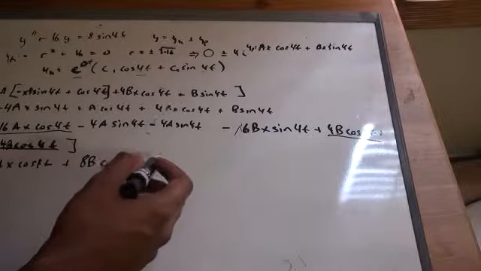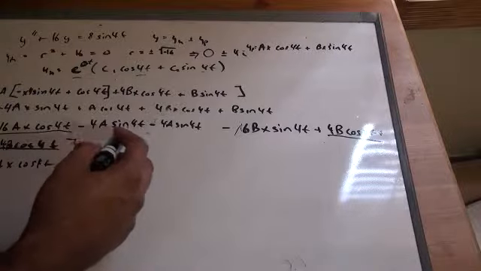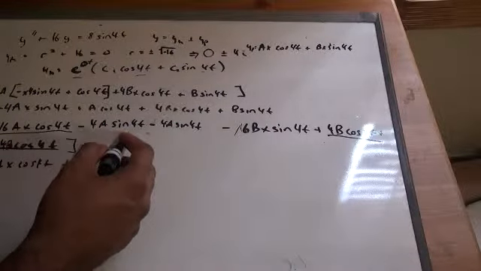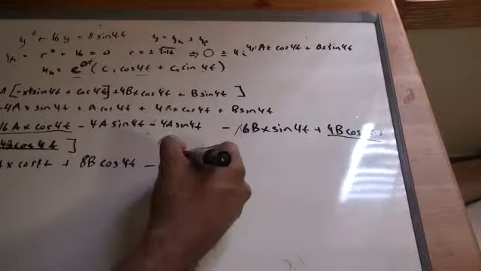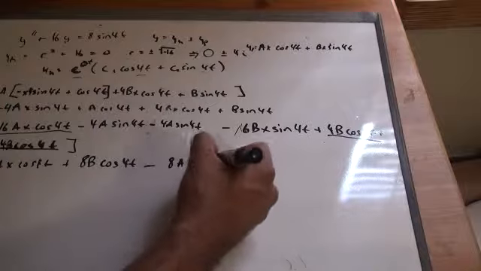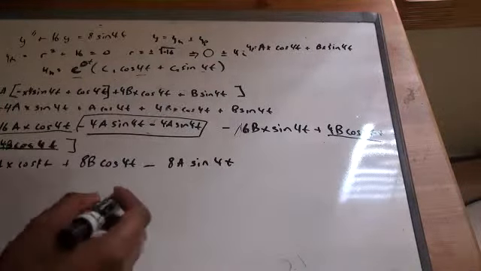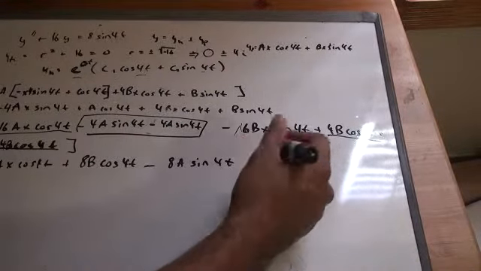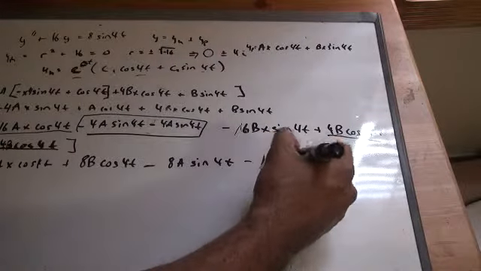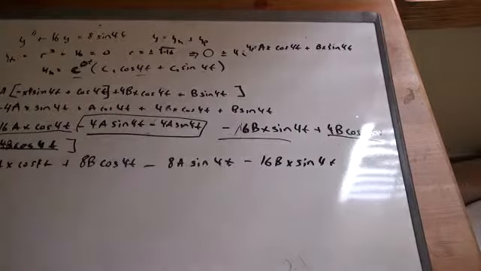Okay, we're grouping 4a sine minus a sine 4t. These group together. Then we have negative 16bx sine 4t. It's the last term. Okay, so that's the y double prime.